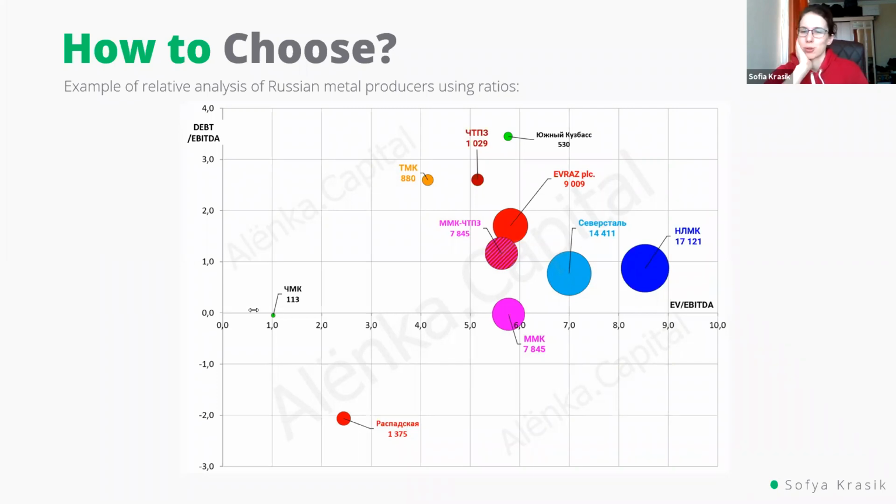I understand that it's not enough just to read the definition of those ratios to start using them. Why are the radiuses different? The radiuses just represent the market capitalization of each company. You may even notice that the bigger the circles, the more familiar the names are. So this is just the size of the company.